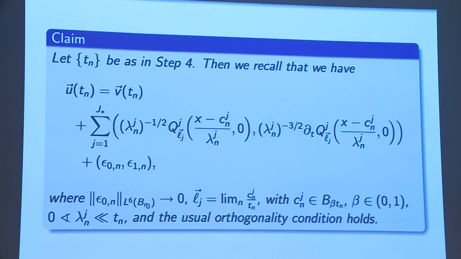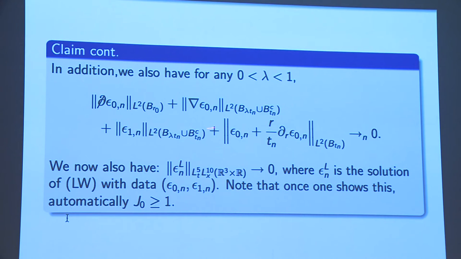Is this also the E1, the DT? Pardon me? Is it here also E1 in the L6? No, just the space norm, because that's where you control the gradient in L2. Yeah. Okay. But also you have these properties, and in addition, the dispersive norm goes to zero. Okay? So that's my statement up to now.